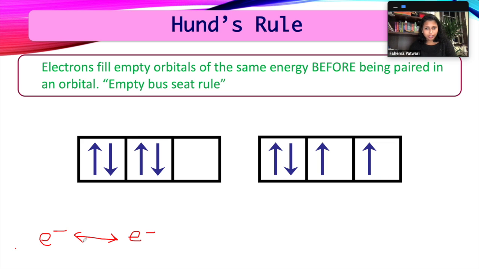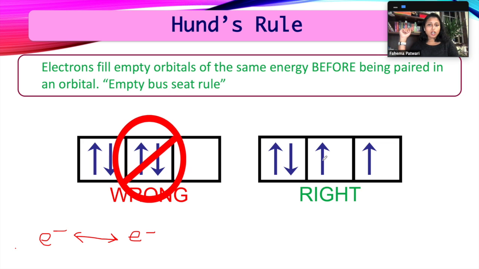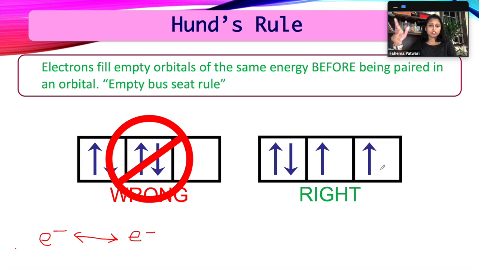And that is why, instead of doubling up within an orbital with another electron, an electron will move to a free or unoccupied orbital first. So out of these two options, the one on the right is correct because there is no empty orbital before doubling happens.